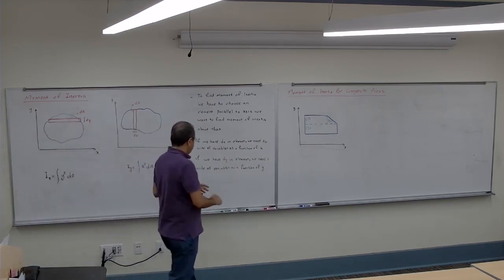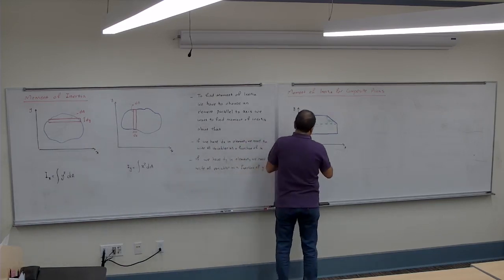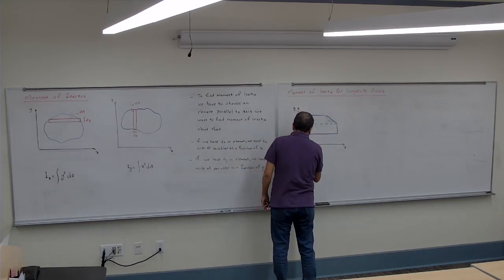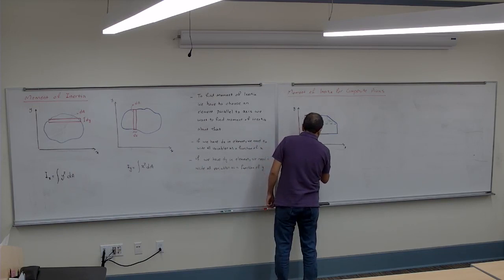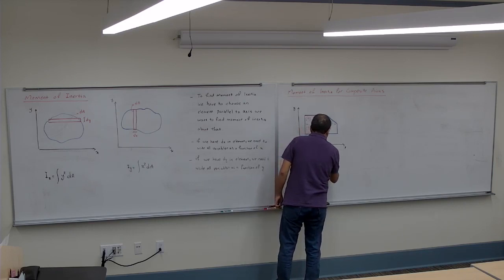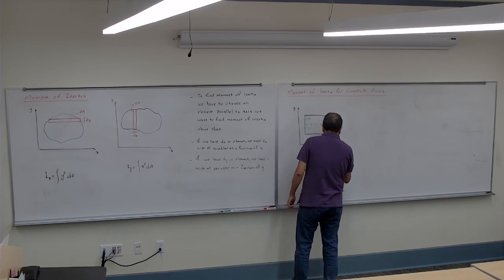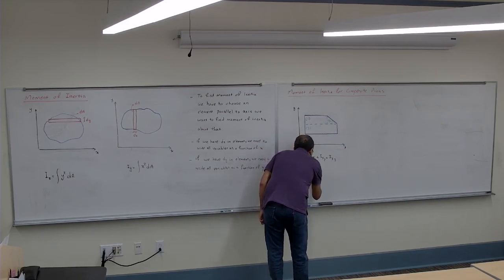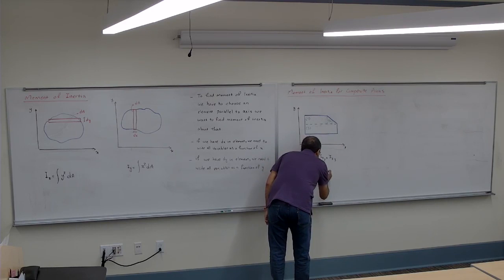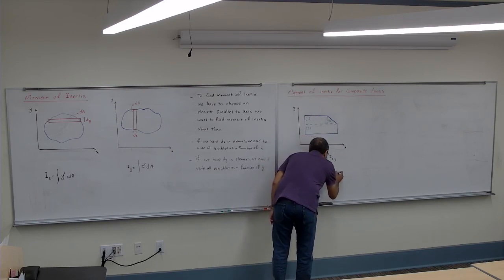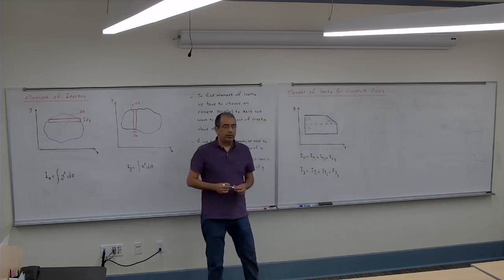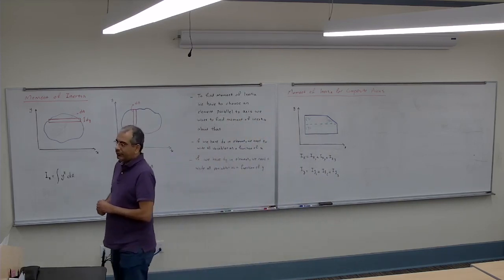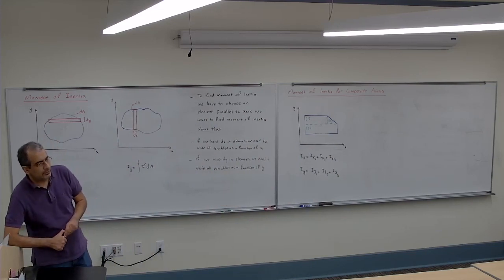So if I want to find it, I know that I about x is I about x for the first one plus I about x for the second one plus I about x for the third one. And the same, I about y is I about y for the first one plus I about y for the second one plus I about y for the third. So unlike the centroid, I just break it, find the I for each of them, and simply add them together.